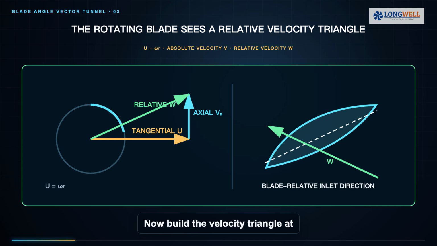Now build the velocity triangle at one radius. The blade has tangential speed u, equal to angular speed times radius. Air has an axial component Va, and it may also have swirl. The blade experiences the relative velocity W, formed by subtracting blade motion from absolute air velocity. W, not the camera view, sets the incoming flow direction.